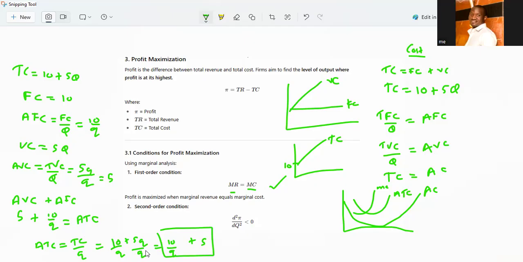So cost theory is very important in optimization because it helps us understand how the cost behavior operates. Okay, so I will now bring the aspect of profit into the picture.